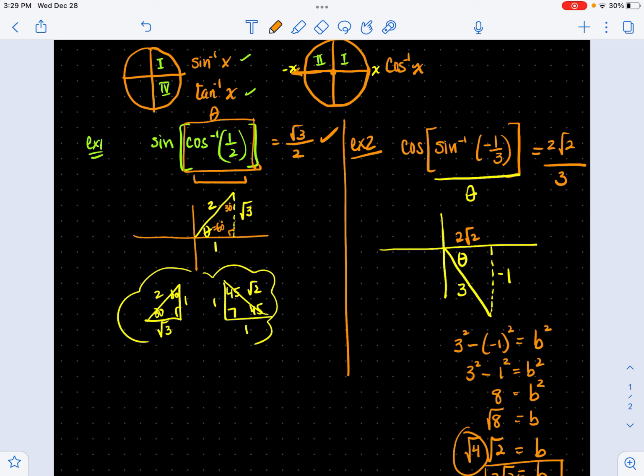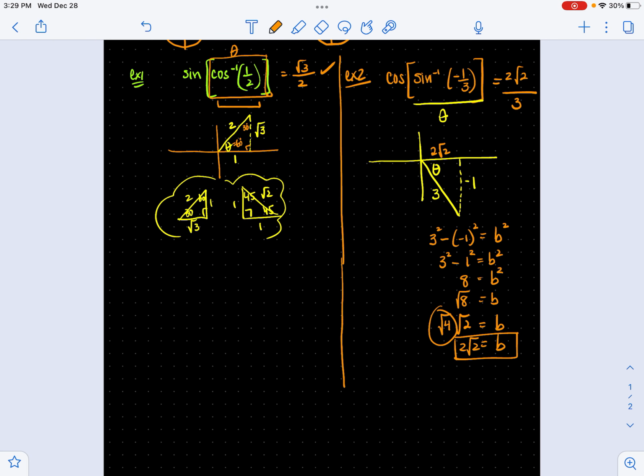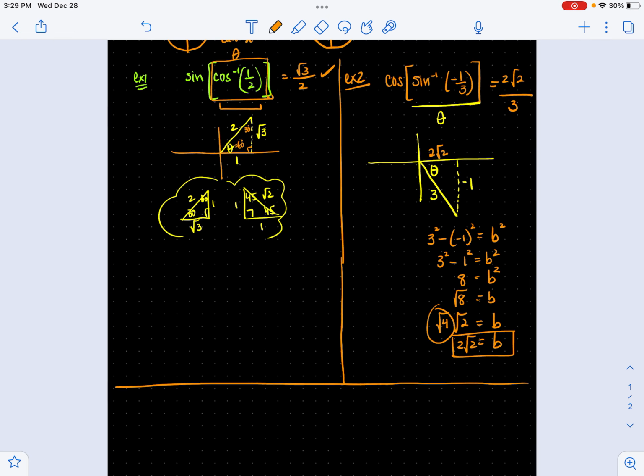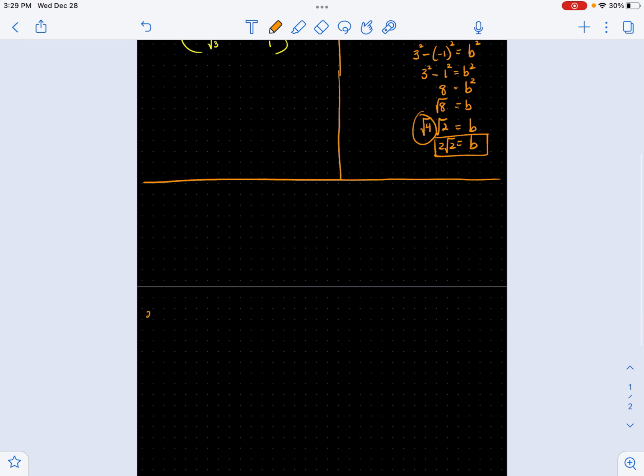2 over 3 cannot be simplified. Radical is in the numerator. We are done. The answer to that question is 2 root 2 over 3. Interesting question that was, because it was one of the non-special right triangles. Okay, let's look at example 3.